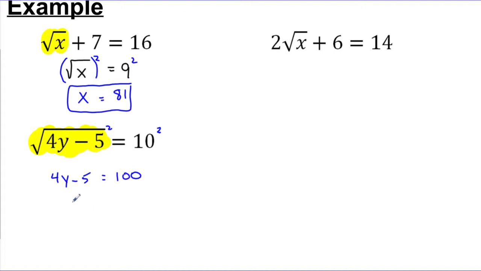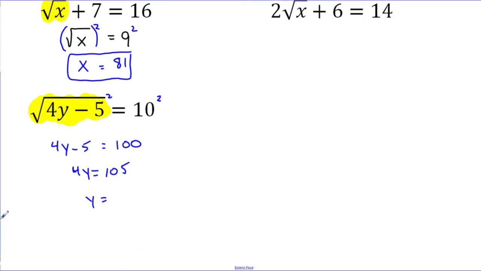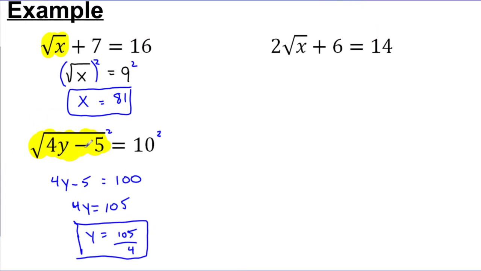I'm going to add the 5 over. Now it says that 4y is equal to 105. And then y in this case, well, 105 divided by 4 does not work nicely, so I'm just going to say 105 over 4, the fraction, which might simplify, but for our purposes, we're just going to leave it as 105 over 4. Okay. Last problem, same concept.